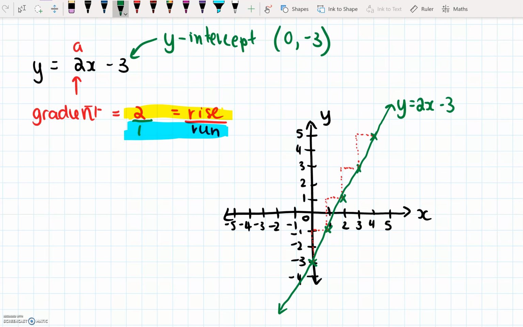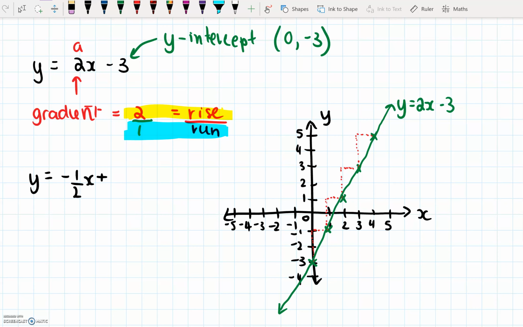This is how I would like you guys to be graphing your equations. Okay, let's do another one. We'll just do it on the same axis. So let's do y equals minus a half x plus 4.